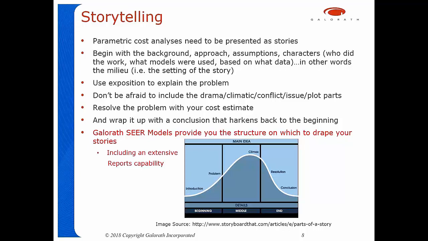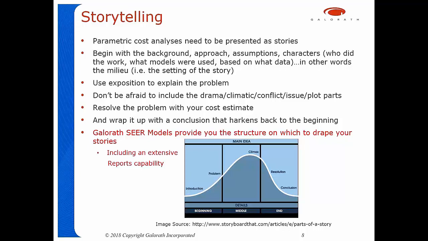So to tell your story, you need to begin with the background, laying out and explaining the approach and major assumptions that will drive the results. You need to introduce the characters. This is the second time I've mentioned characters. So who are these characters in a cost analysis? Well, they include an explanation of who did the work, what models were used, what data was used. Those are some of the characters in your story.